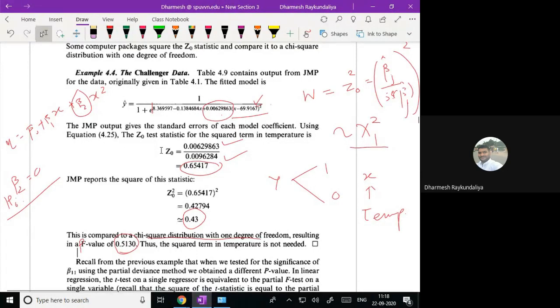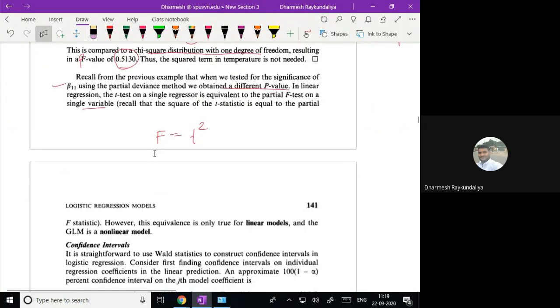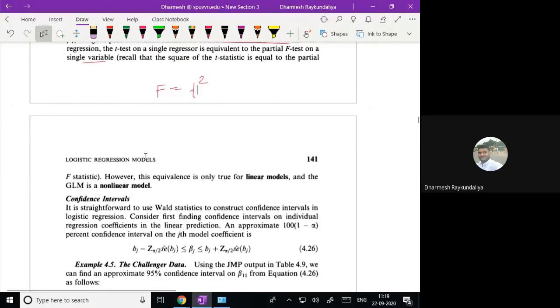So it is suggesting that the null hypothesis is accepted. So it means that there is no impact of the quadratic term. Recall from the previous example that when we tested for the significance of beta 11 using the partial deviance method, we obtained a different p-value in the regression coefficient. And the t-test on a single regression coefficient is equivalent to the partial f-test for a single variable. We know that if it is a single variable, then f is equal to t square. So of course the resulting statistics values are the same.